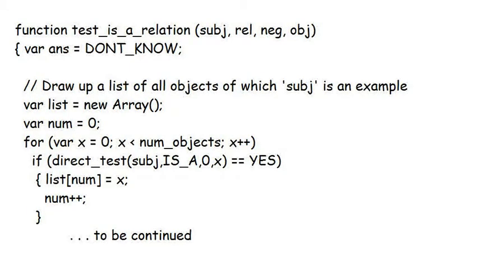In the examples we've seen so far, objects have only ever been examples of one other object, but there's no reason why an object can't be an example of two different things. Fred could be an example of police officer and golfer, both of whom might have very different characteristics. Note that the negative parameter for the direct test function is 0, as we are interested in determining which objects this item is an example of, rather than isn't an example of.